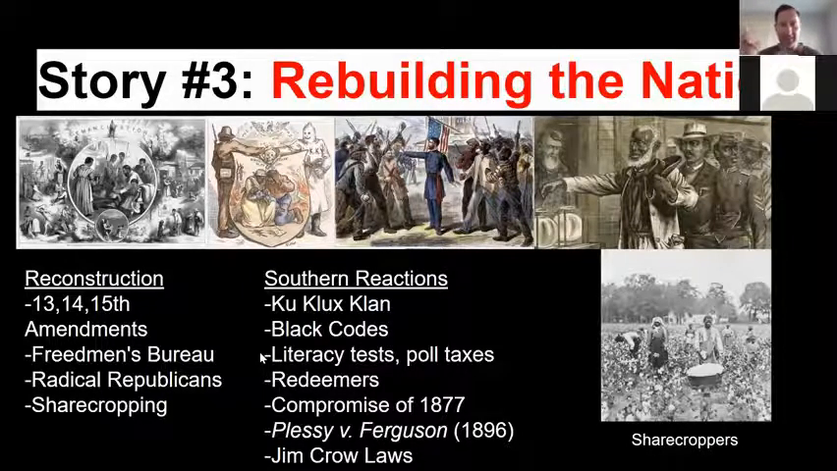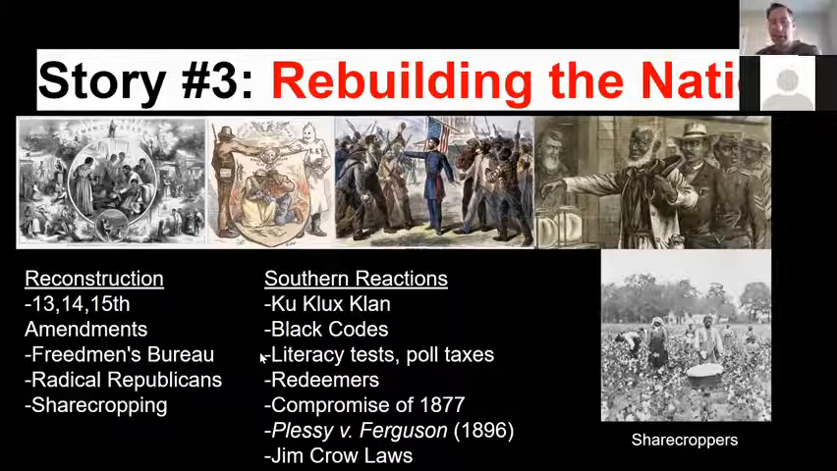Unfortunately, despite these gains, and there are a lot of gains, African Americans gain more political power. They obviously gain their freedom. They're granted citizenship, and we start to see African Americans serving in state and federal government in this time following the Civil War. But there are also failures because of Reconstruction.